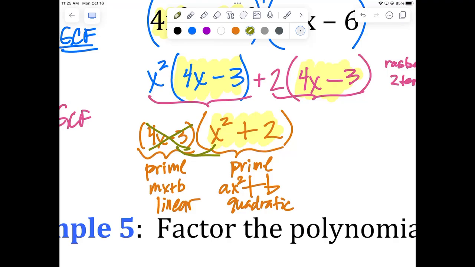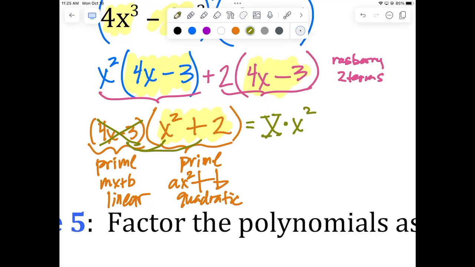If I distribute this back in, I'm going to get big ol' x times x squared. We'll make this a different kind of x. Big ol' x, okay? It's big X, like Texas X. And then plus 2 times big ol' x. Would you agree if I distribute that x through?